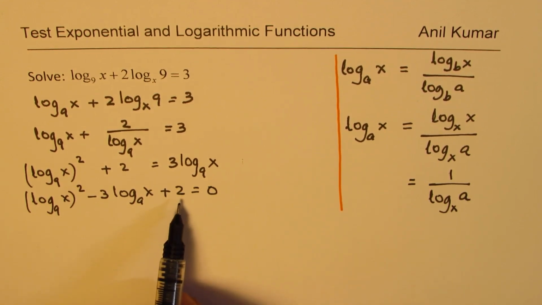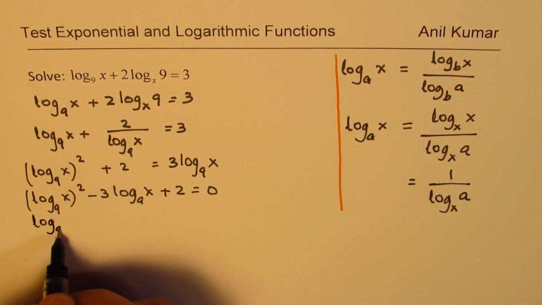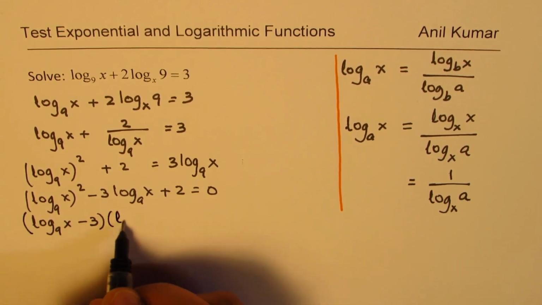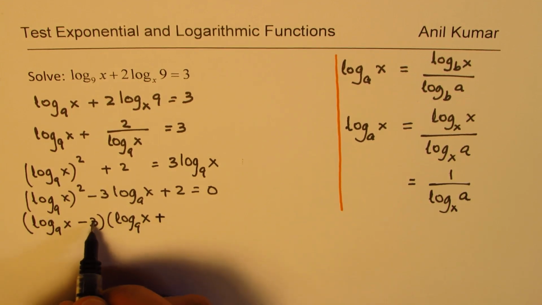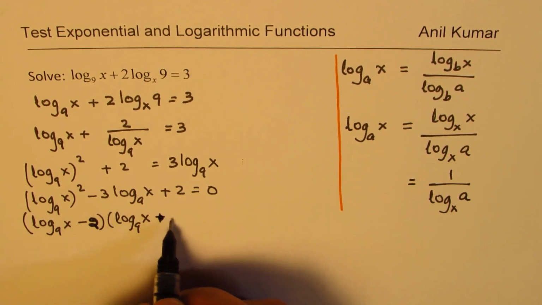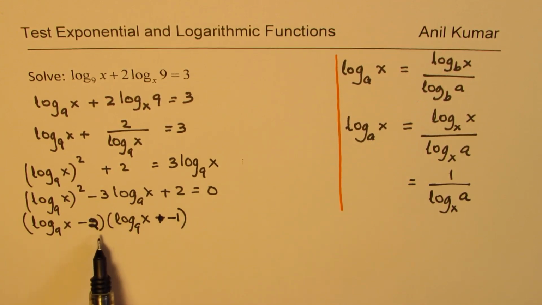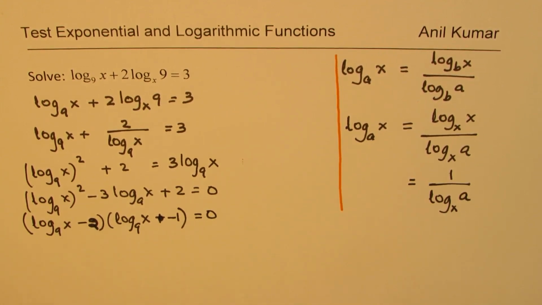I can factor this: product of 2, sum of minus 3. So I could write this as log to the base 9 of x minus 2 times log to the base 9 of x minus 1, because we need a product of 2, which is minus 2 and minus 1, and when you add them you get minus 3. Clear? Right. So that gives you two solutions, correct?